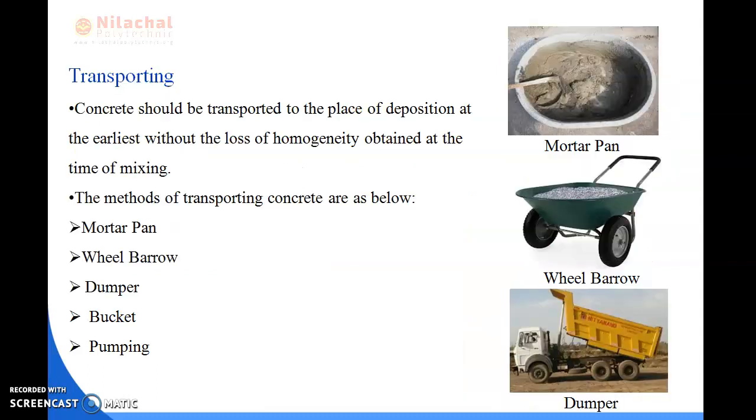Next we discussed the transporting method. After the mixing method, we have mixed all the materials with each other. After that we have to transport the concrete from one place to another. The concrete should be transported to the place of deposition at the earliest without any loss at the time of mixing. There are some methods of transporting concrete: mortar pan, wheelbarrow, dumper, bucket, pumping. These are some of the images I have shown you. This is the mortar pan, wheelbarrow, dumper. So this is the transporting method.